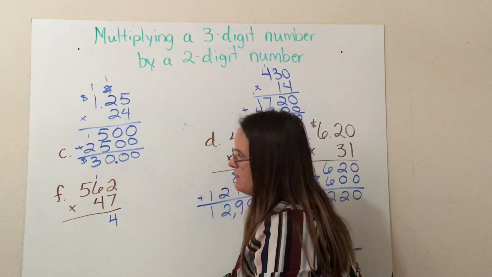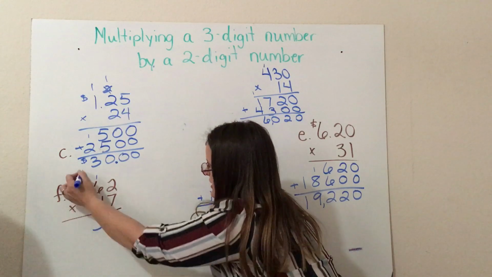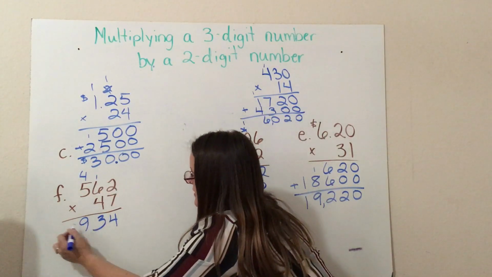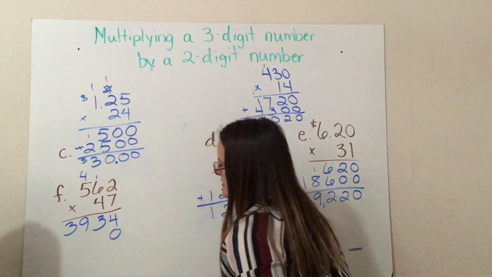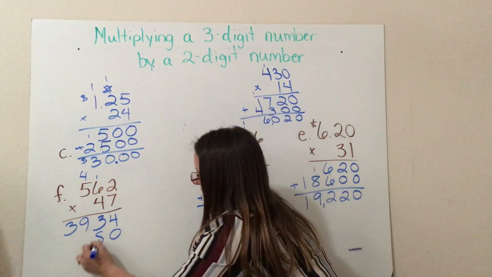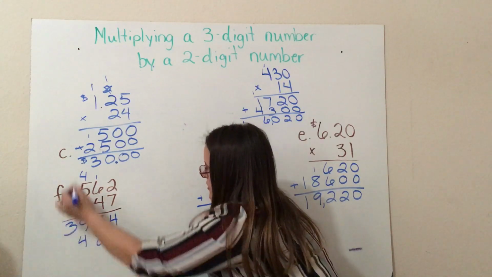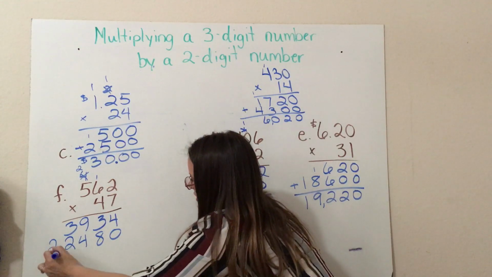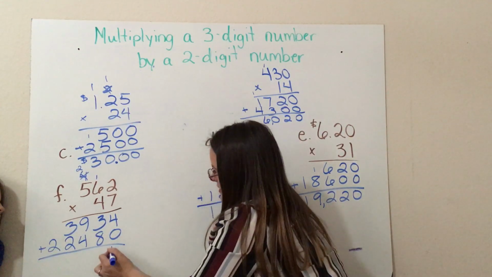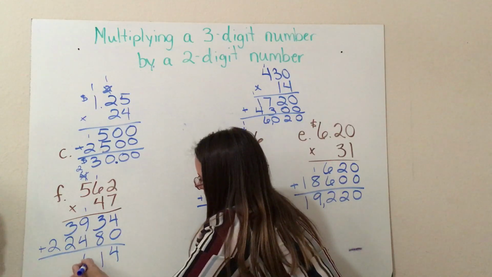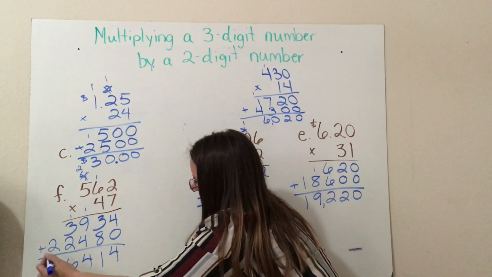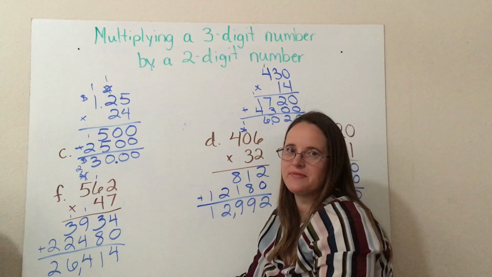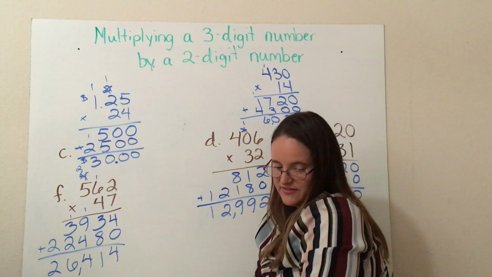And our final problem, 7 times 2 is 14. 6 times 7 is 42, plus 1, 43. 7 times 5 is 35, plus 4, 39. We put our 0 there. 4 times 2 is 8. 4 times 6 is 24. 4 times 5 plus 2. And then we add 4, 11, 14, 6, and 2, so 26,414. That is the end of our lesson.